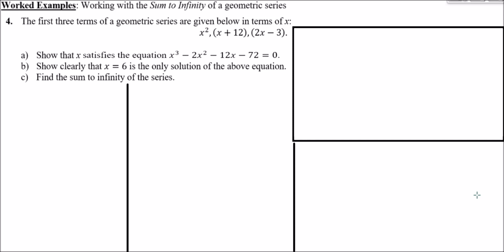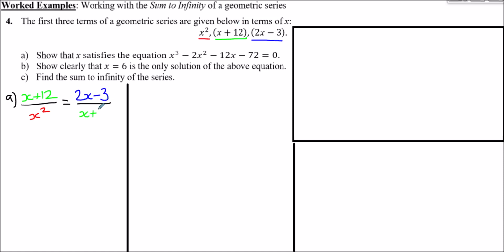So it's geometric, which means a common ratio has to be the same between each term. So if that's the first term, that's the second term, and this is the third term, then one term divided by the one before it will always be the same value, because that tells us the common ratio. So in other words, the ratio of x plus 12 to x squared, which comes before it, must be equal to the ratio of 2x minus 3 to x plus 12, which comes immediately before it.